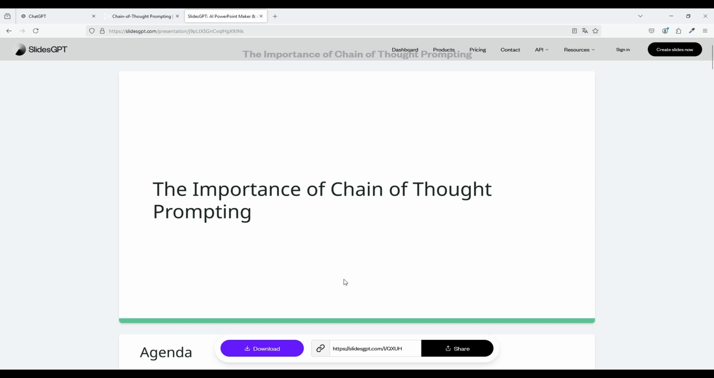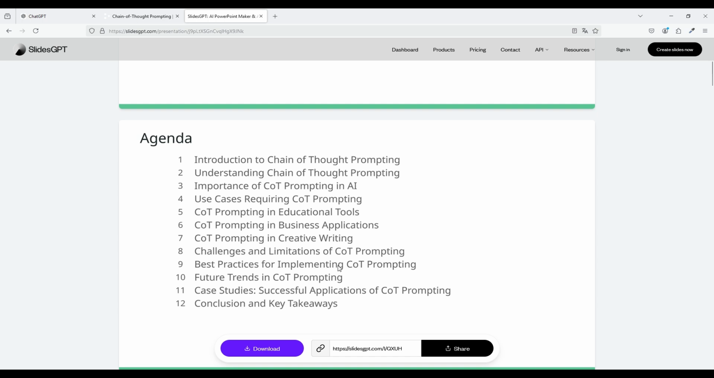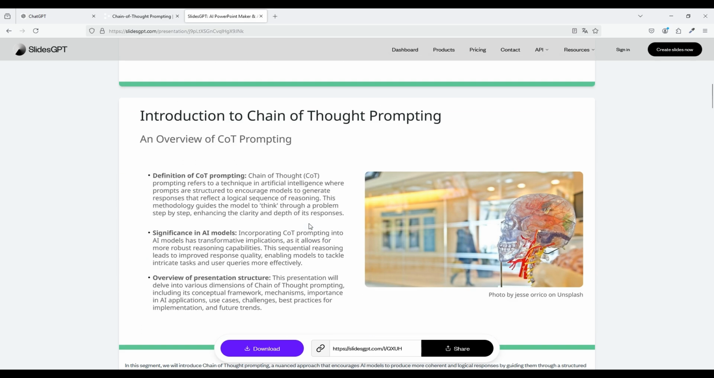Today I'm going to talk about chain of thought prompting and why it's important. I've prepared an AI-assisted presentation on chain of thought. We are just going to see some points of this. What is chain of thought? What is, in my opinion, most interesting is the use cases, and so let's jump in.